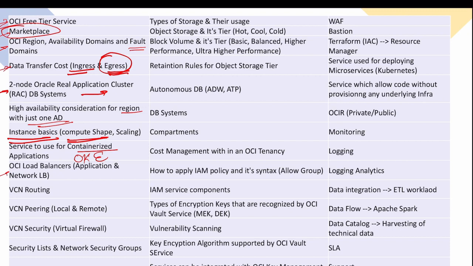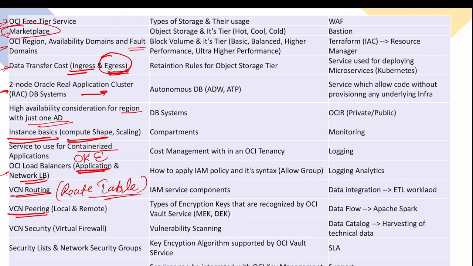Then we need to understand what type of load balancer is available. One is application load balancer and network load balancer. As I mentioned, network load balancer is faster than the application load balancer. VCN routing, we have already seen how the cost is involved, that we need to understand, and the route table is defined where our traffic will move, so it will be used by route table.